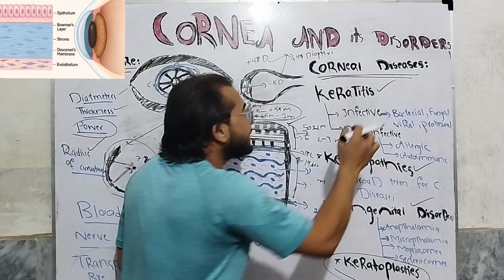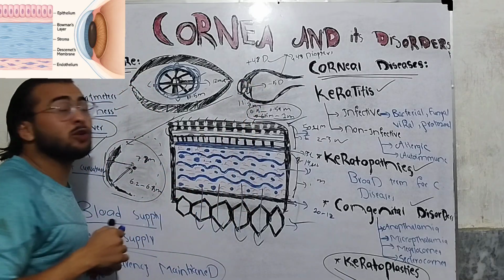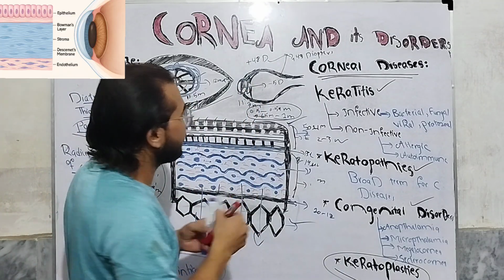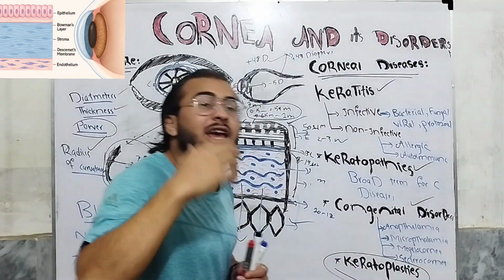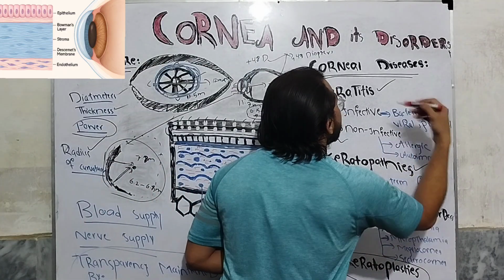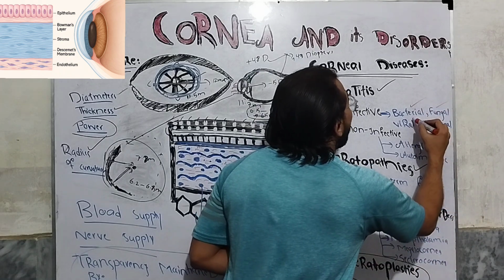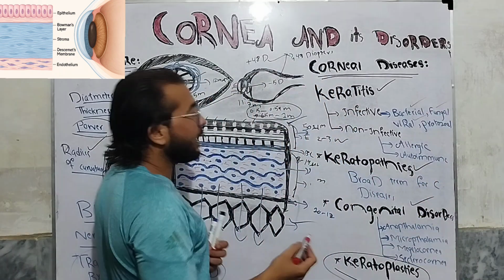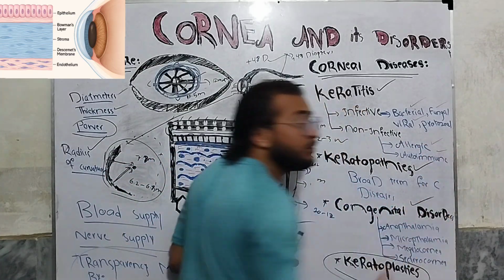Keratitis is when the cornea is inflamed, so the inflammation of the cornea is called keratitis. Okay, inflammation is called keratitis. It can be infective or non-infective. Infective, for example, this keratitis can be caused by bacteria, fungi, viruses and protozoa. Okay, the non-infective keratitis is caused by allergic and autoimmune conditions.